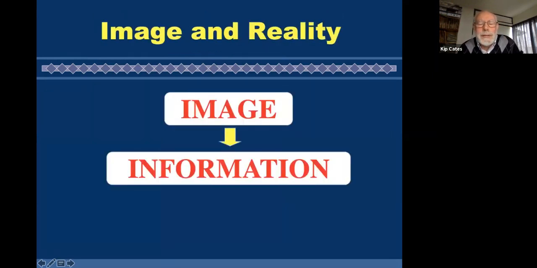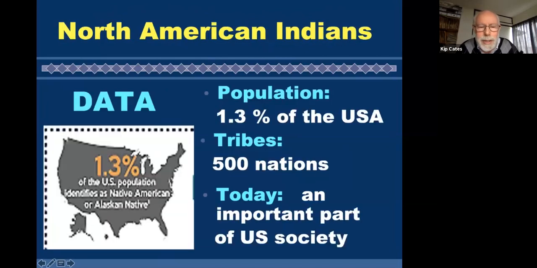From image, you want to go to information, and that's where we start bringing in some information. Students can research, you can bring in your own fact sheets and so on. Again, surprisingly, in the US, 1.3% of the US population are Native Americans. So about 500 nations altogether, they're an important part of US society.